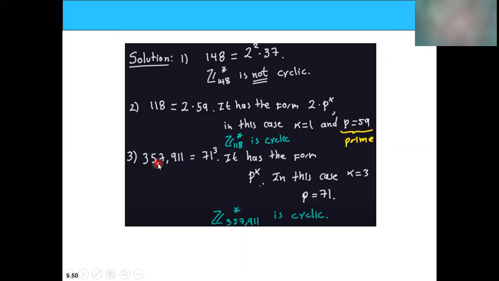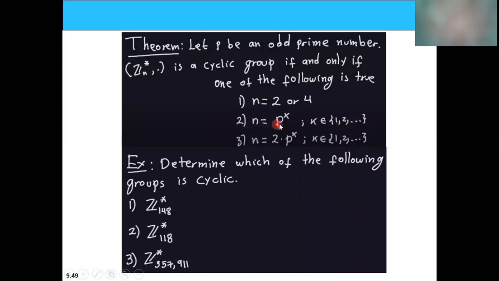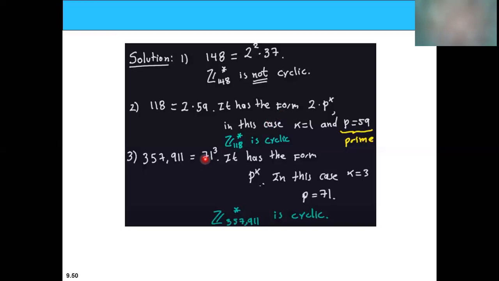357911 can be written as 71 to the power 3. It is of the form of the second condition, n is a power of a prime. So in that case p is 71 and k is 3. In that case, this group is cyclic.